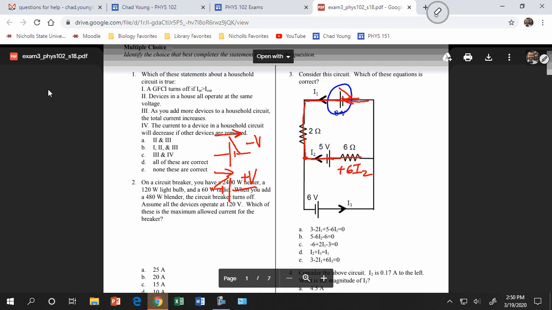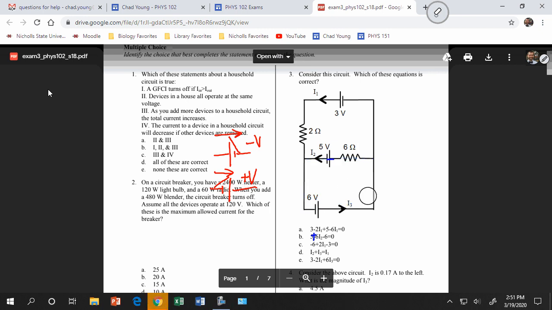Now let's look at the next one. I have positive 5, so I know that I'm going in this direction from low to high. Minus 6I2. Whoop, I already have an issue there. That should be plus 6I2. And then minus 6, that's correct. I'm dropping. So everything but the sign on that 6I2 is correct.